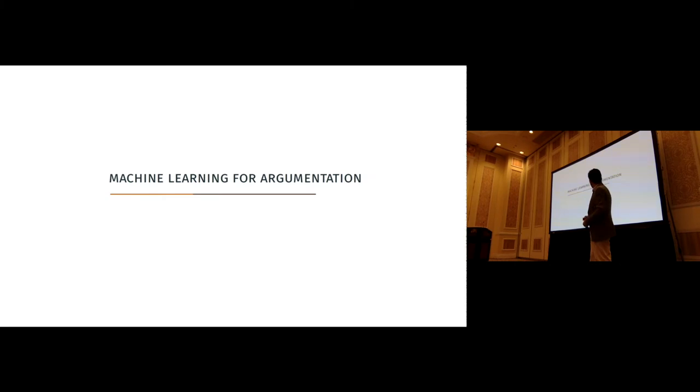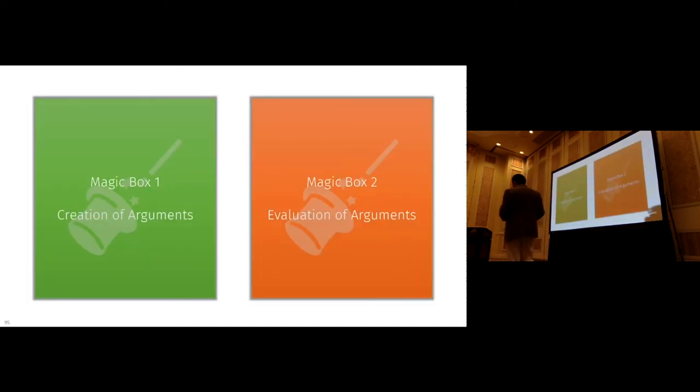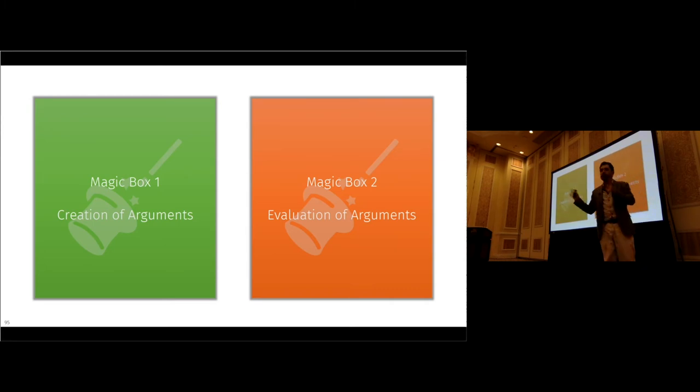And what we are going to talk about now in the second part will be machine learning for argumentation. And in particular, as you could see before, we essentially have two magic boxes. I hand wave a lot of things, in particular for the creation of arguments. But the question is, the arguments should come from somewhere, and sometimes arguments are from text. So the question is, how can machine learning help us in creating arguments?